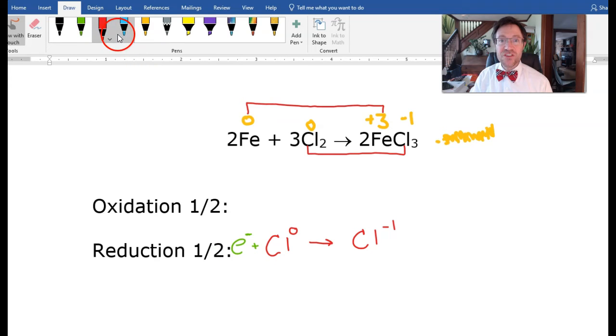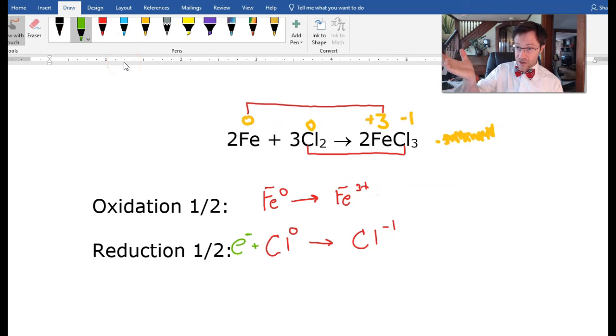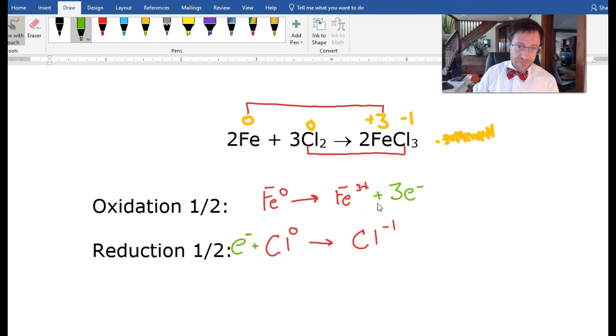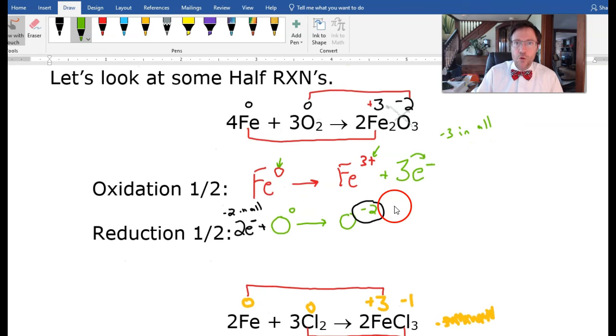Easy peasy, lemon squeezy. That means the oxidation must be iron 0 becoming iron 3+. Now I'm going to have to ask myself, what side do I put the electrons on? How many? Well, it's oxidation, so it's probably going to be over here. And I'm going to need 3 of them. Right? Because if I'm going from 0 to plus 3, this side is more positive, so I got to smoosh it down to make it equal to 0 by adding 3 electrons. Now, I don't know if you've noticed a pattern here. I hope you did. Oxidation, it's always right here.